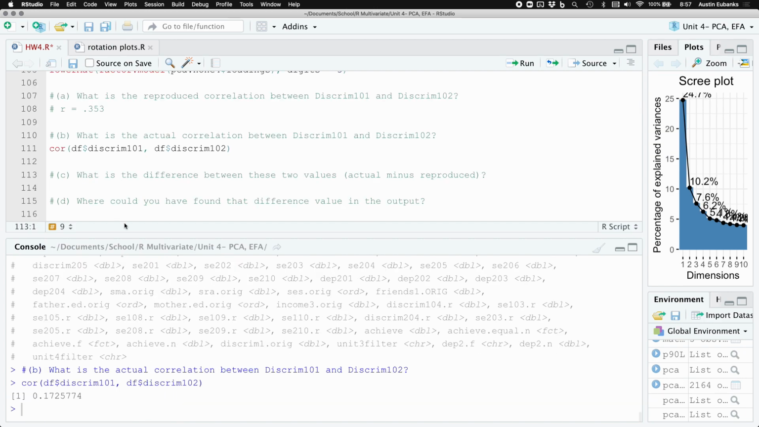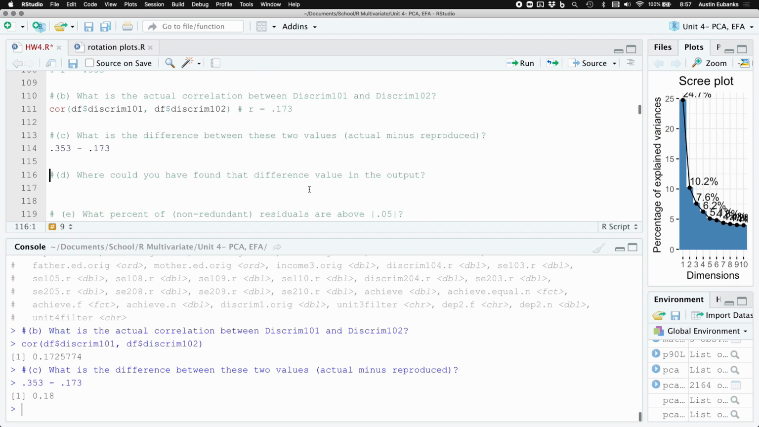But when we run that, we see that the actual correlation is R equals 0.173. And so then, what's the difference between those two values? Well, it's 0.353 minus 0.173, and the difference between those is 0.18.